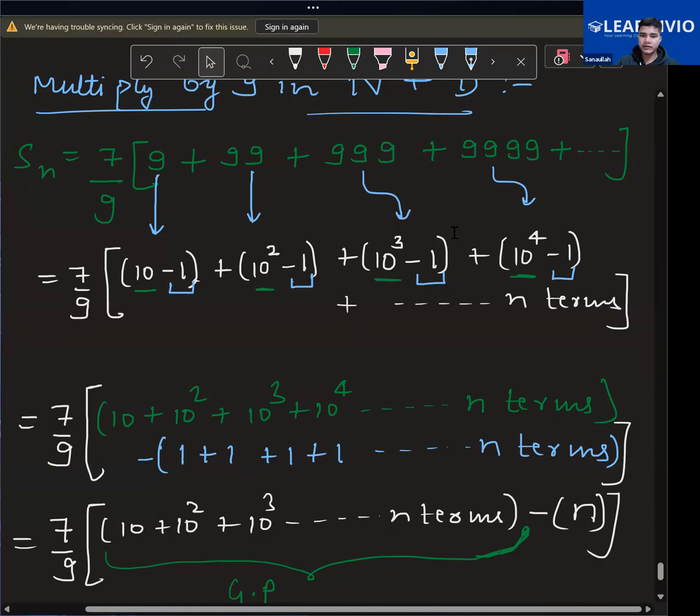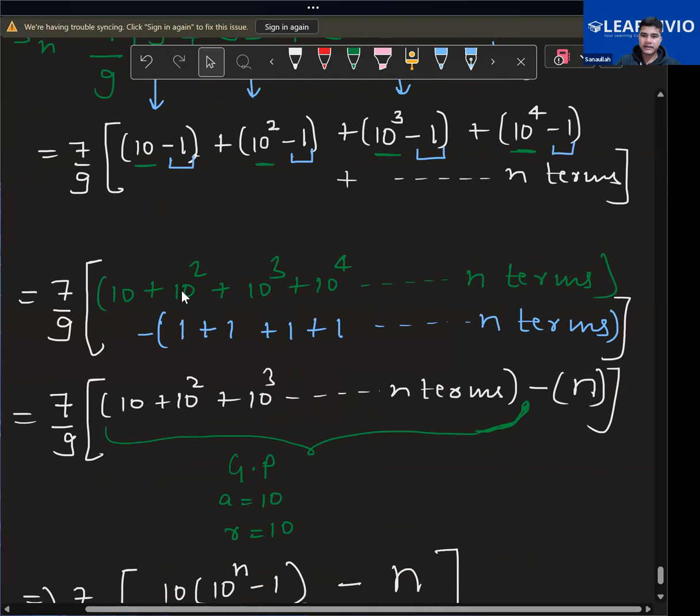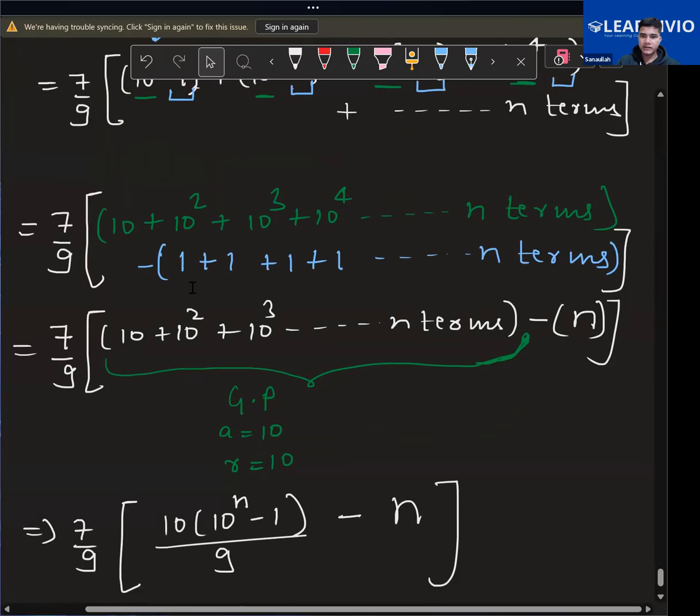Why am I writing like this? Because I need to form a geometric progression so that I can easily calculate the sum. So this is 10 plus 10 square plus 10 cube plus 10 power 4 until 10 power n terms. This is clearly a geometric progression. And if I add 1 n times, then what will I get? I will get n.